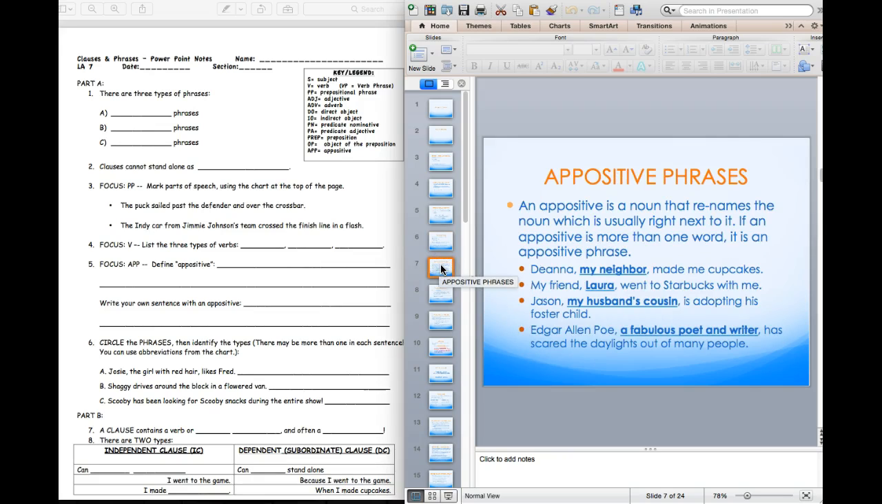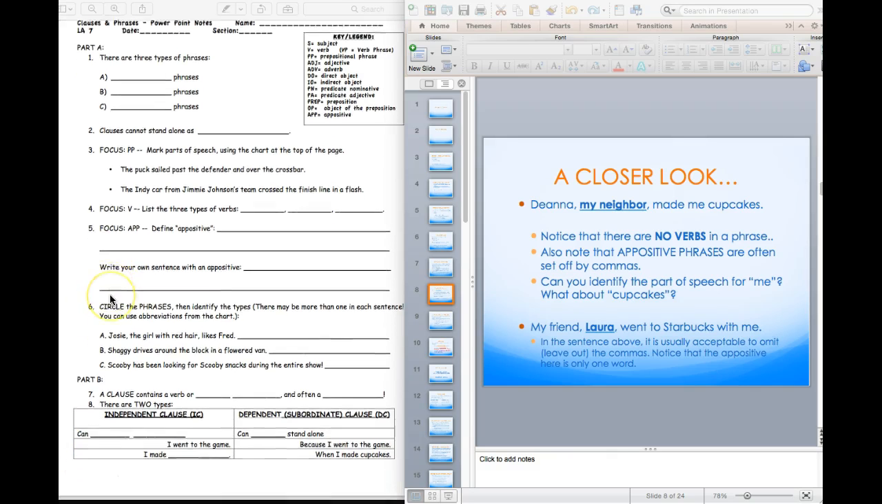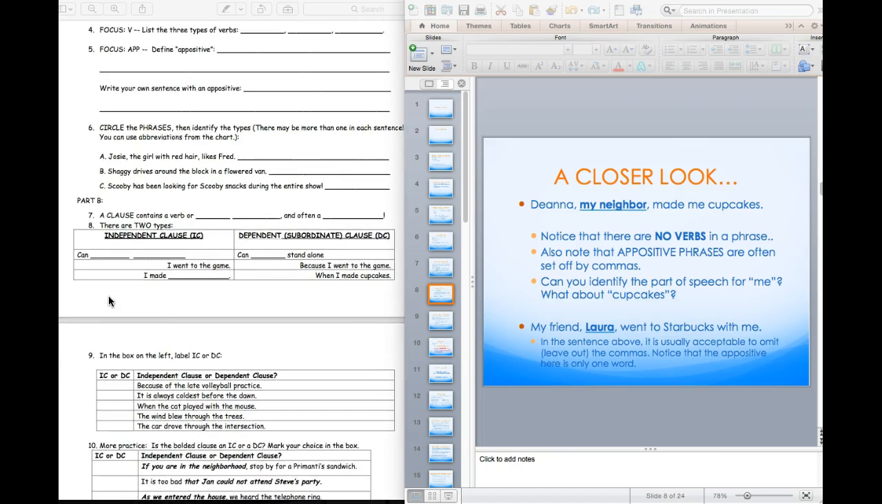Now, appositive phrases, and now we're down on number 5 over here. An appositive is a noun that renames the noun, which is usually right next to it. So if I say, Tiana, my neighbor, then my neighbor is the appositive phrase. You'll notice that in each of these sentences, we set off the appositive phrase with commas. Sometimes it's just a word, sometimes it's a phrase. You can write your own sentence with an appositive or not. That's something that we're not going to worry too much about right now. Let me scroll down on this.